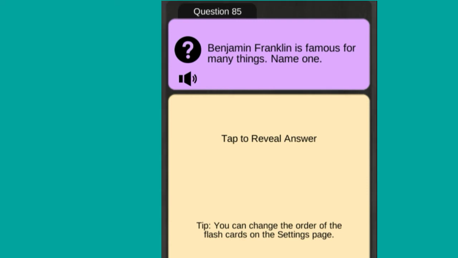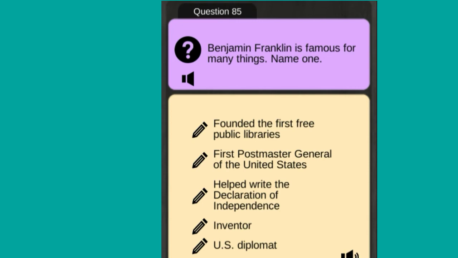Benjamin Franklin is famous for many things. Name one. Founded the first free public libraries. First Postmaster General of the United States. Helped write the Declaration of Independence. Inventor. U.S. diplomat.